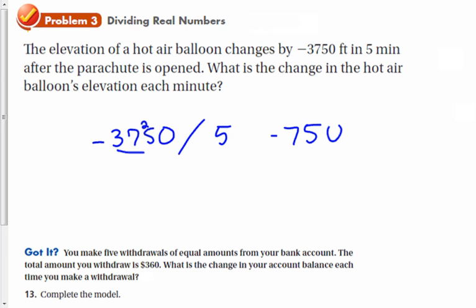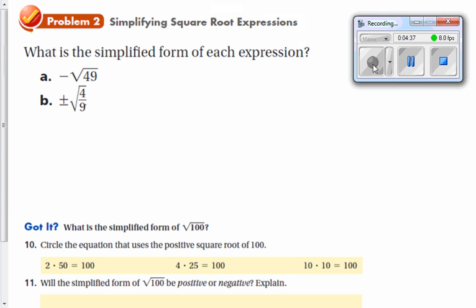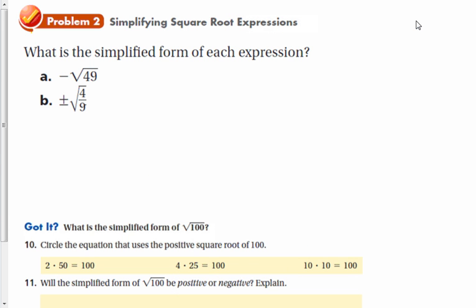All right. Dividing real numbers. So, simplifying square root expressions. Square roots can be positive or negative or both. What I mean by that is this. A square root of 25 is a number multiplied by itself that equals 25. And that could be either 5 times 5 or -5 times -5. So 25 really has 2 square roots.